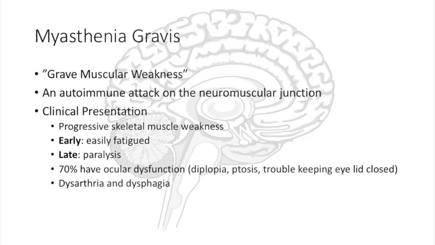The next is Myasthenia Gravis. It's important to understand that Myasthenia Gravis is grave muscular weakness. This is an autoimmune attack on the neuromuscular junction, and the clinical presentation includes progressive skeletal muscle weakness. Early is easily fatigued, and late includes paralysis. 70% of these patients have ocular dysfunction: diplopia, ptosis, and trouble keeping the eyelid closed. Also, patients with myasthenia gravis can have dysarthria and dysphagia.